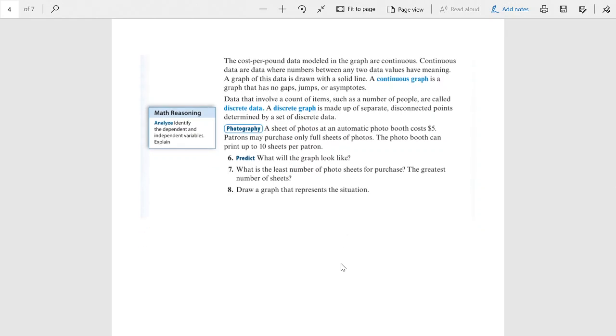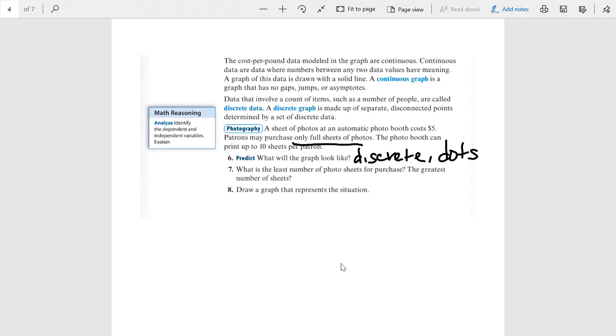Well, do we have continuous data or do we have discrete data? In this situation, if I had continuous data, then I would be able to say I can buy 3.5 sheets of photos. In this case, that's not true. We can only purchase full sheets of photos. So this is discrete with dots on our graph, just dots. We don't have a line that connects them because that line would mean that we have fractions of our sheets of photos.